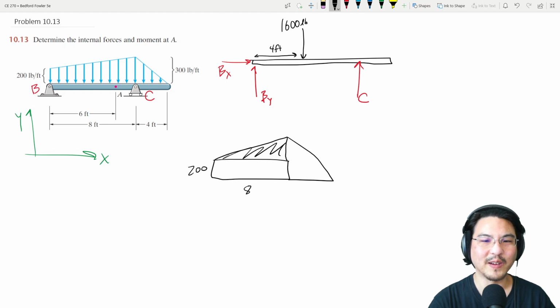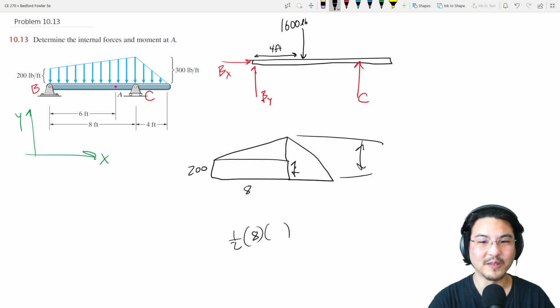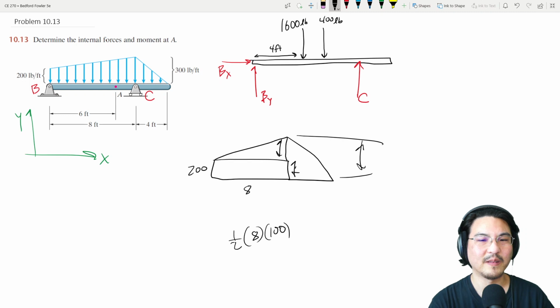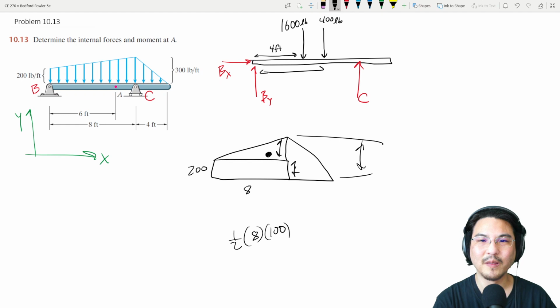Okay, now for this triangle, the area is 1/2 base times height. And then, so here to here is 300, here to here is 200, so here to here has to be 100. Right, so for the triangle, the area is 400. And then the location of the centroid is 2/3 of the way over this way, 2/3 of 8 feet. Okay, I'm just going to leave it like that.